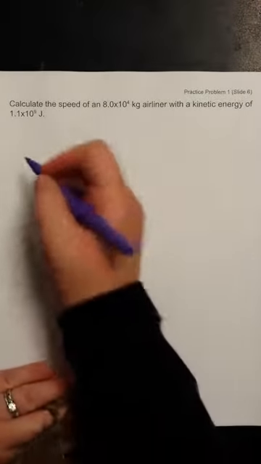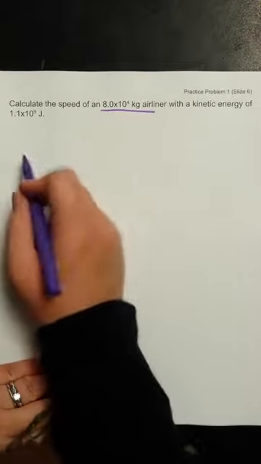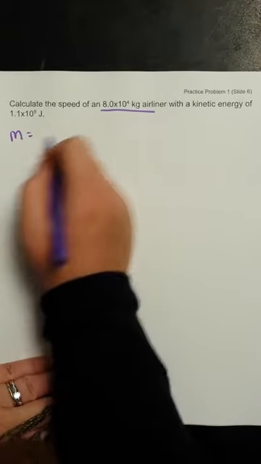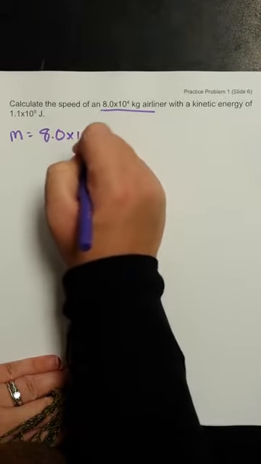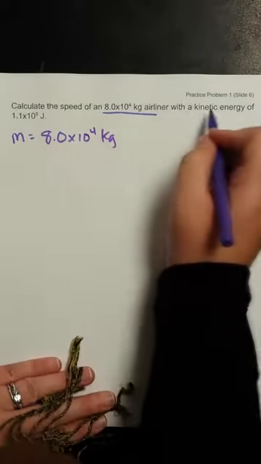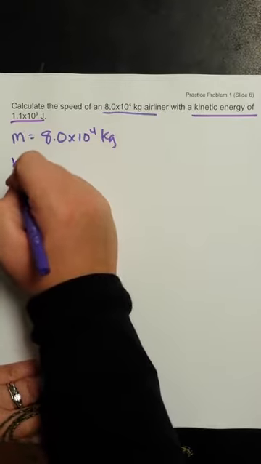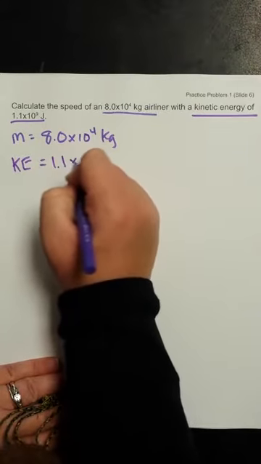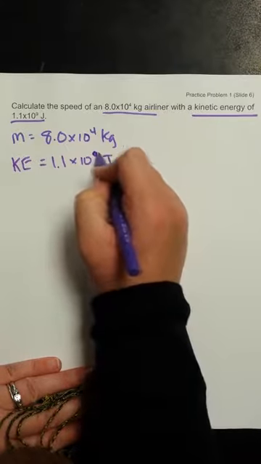Okay, a slightly simpler problem is a little bit more straightforward. We're just going to calculate the speed of an 8.0 times 10 to the 4th kilogram airliner with a kinetic energy of 1.1 times 10 to the 9th joules. Again, let's write out what we know. We know we've got the mass of this airliner, and since I'm not dealing with two objects, you don't have to put any subscripts. So I'm just going to say mass is 8.0 times 10 to the 4th kilograms. Okay, and it gives me its kinetic energy of 1.1 times 10 to the 9th joules.